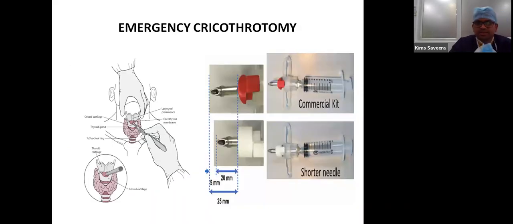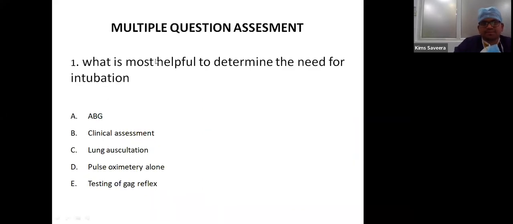And this is the topic. Then we go to the assessment questions for this session.